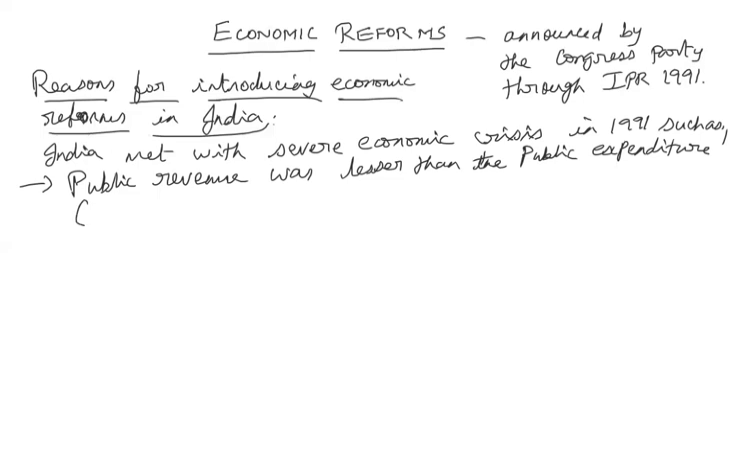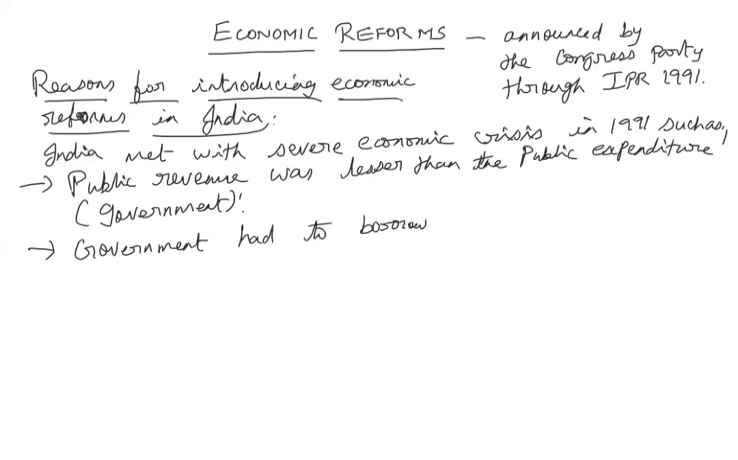Public here refers to government. So government revenue was much lesser than the government's expenditure. In order to bridge the gap, the government was forced to borrow heavily and was caught in something called a debt trap. So both the internal and external debt of the country increased enormously.